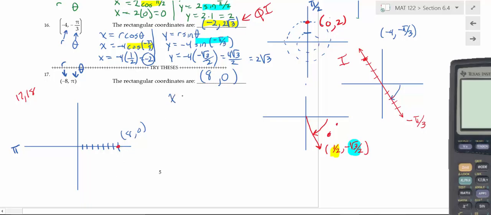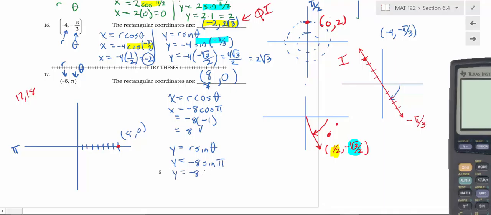The other way you could have done this problem is to say x equals r cosine theta and y equals r sine theta, and you can do this without graphing. The radius is negative 8, then we do the cosine of pi. The cosine of pi is negative 1, so you'd have 8, which matches, so that checks. Then y equals r sine theta, so r is negative 8, and you have the sine of pi. The sine of pi is 0, so y equals 0, which checks with that too. So you can do that problem either way or both ways. I think it's good to do both, actually.